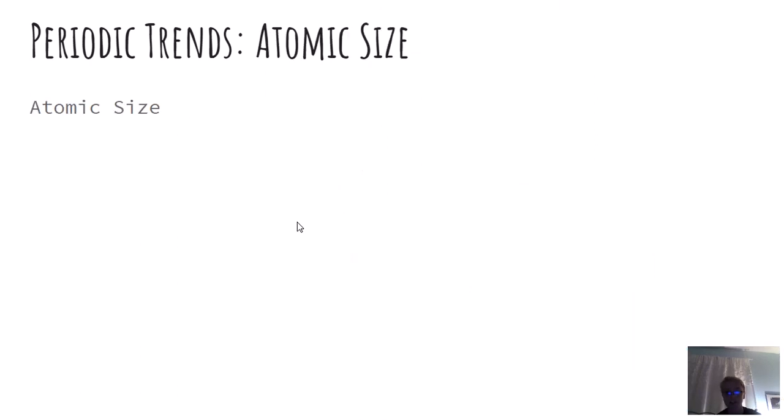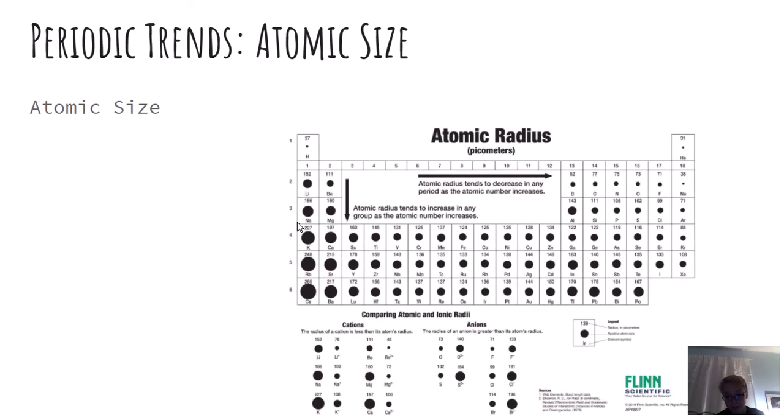Periodic trends, atomic size. Atomic size, the distance from the nucleus to the valence outermost electron. Size increases going from top to bottom, and size decreases going from left to right. An example would be between hassium and indium. Hassium is farther left, and down on the periodic table, making it larger than indium.